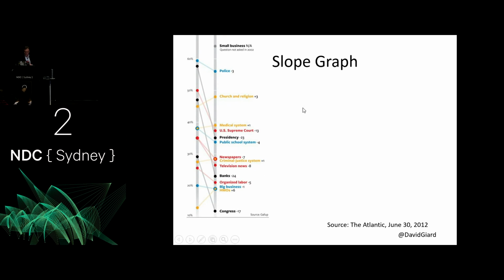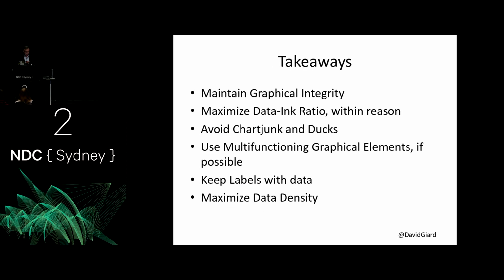Some things went way down. Banks went way down. The confidence in the president went way down. The criminal justice system went up. So, it was just, I don't see this a lot in the wild, but I show it for historical purposes. The spark graphs, those are extremely popular.